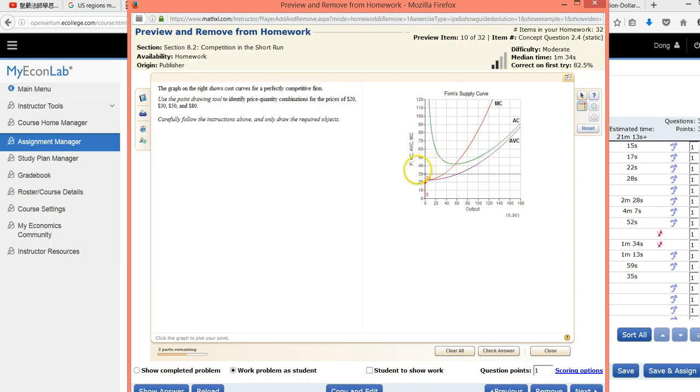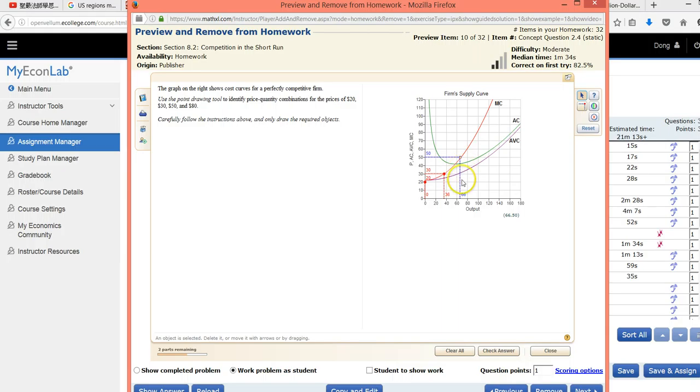So with $30, we just move this horizontally until it intersects with the marginal cost curve. So it's this point, $30, 36. The quantity is 36, and we continue that for the price of $50. So when the price is $50, we first fix price and move this horizontally until it intersects with the marginal cost curve.